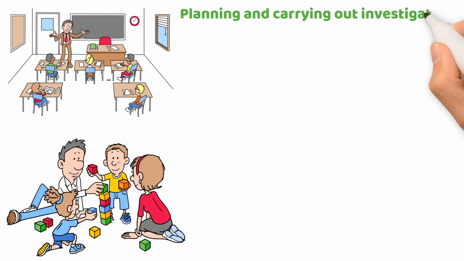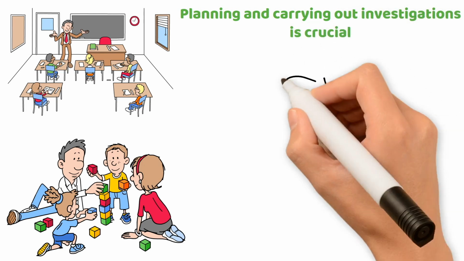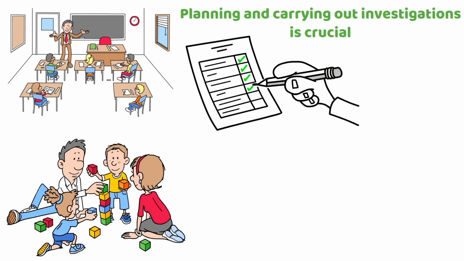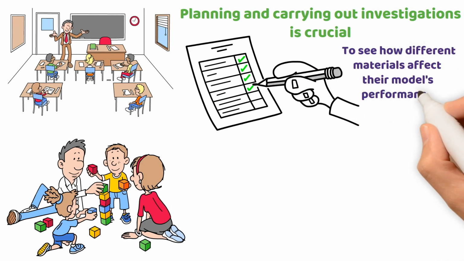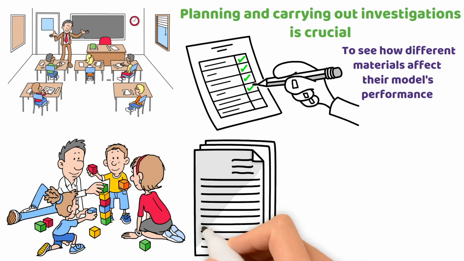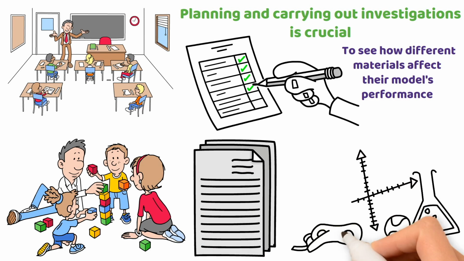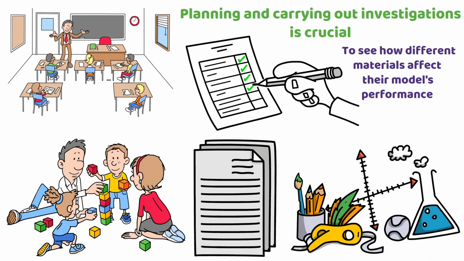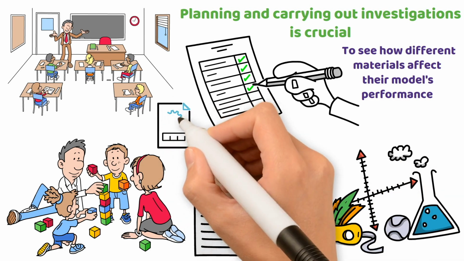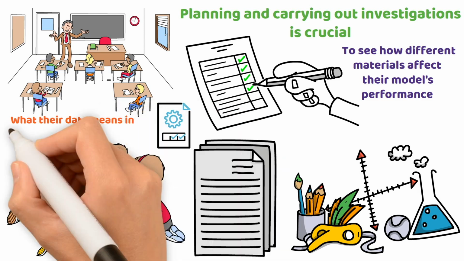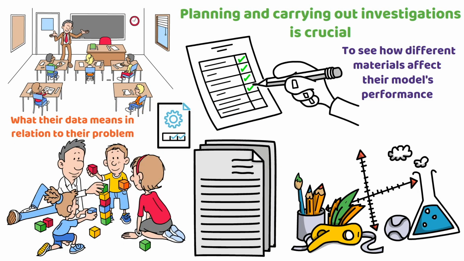Planning and carrying out investigations is crucial. Encourage experimentation and record observations to see how different materials affect their model's performance. Analysis and interpretation of data come next. Show them how to use simple graphs or charts to make sense of the data collected and help them draw conclusions about what their data means in relation to their problem.